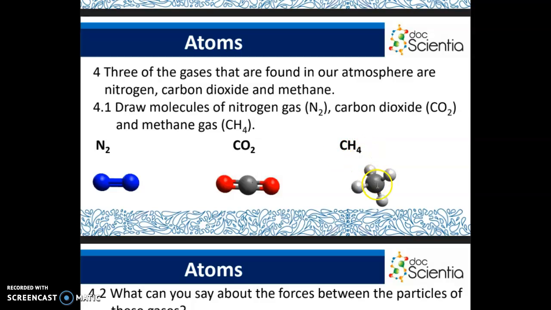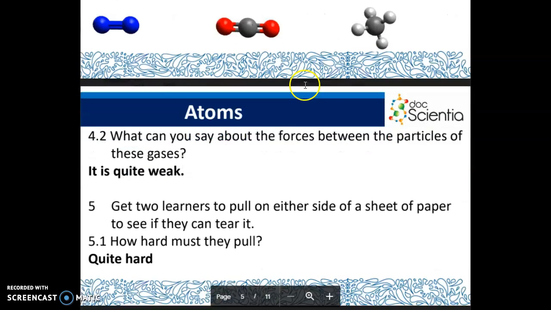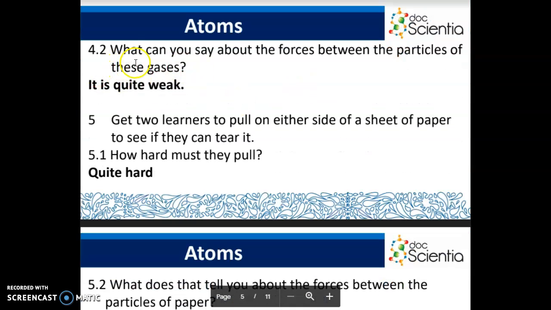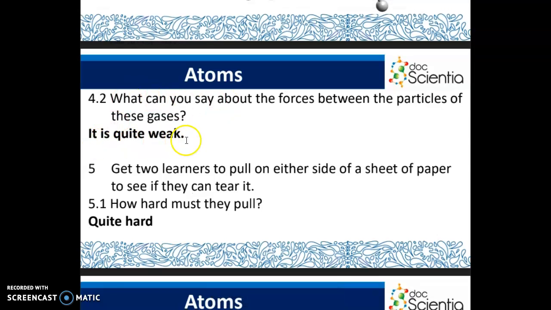CH4 has 1 carbon particle and 4 hydrogen particles. So that is why it's 1C and 4H. 4.2. What can you say about the forces between the particles of these gases? They are quite weak.